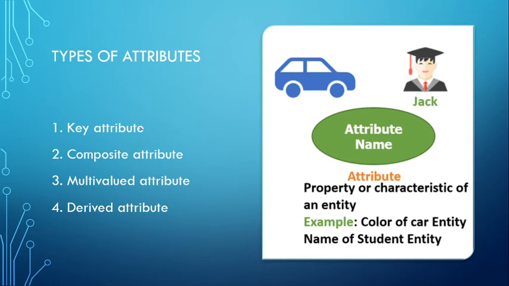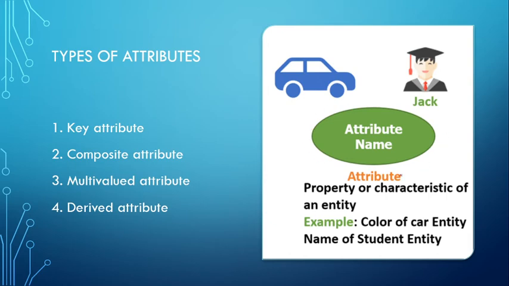An attribute which has many values, for example phone numbers: a person can have 2 different phone numbers. Similarly, we will learn about these attributes more clearly, but as such now attributes are divided into 4 types: key attribute, composite attribute, multi-valued attribute, and derived attribute.